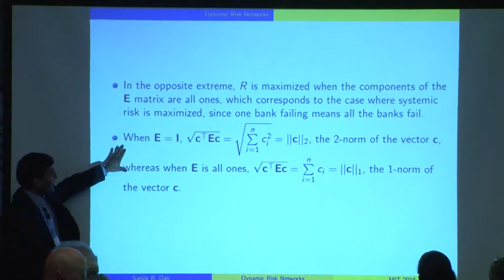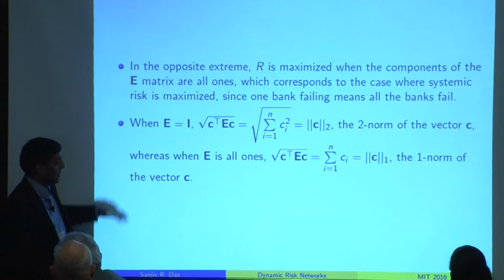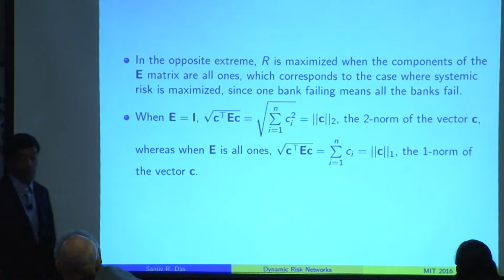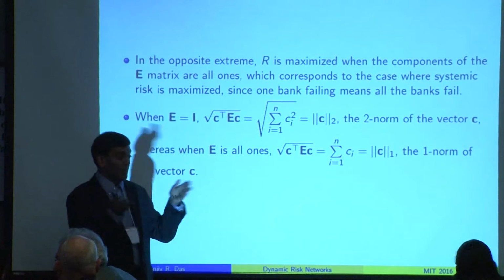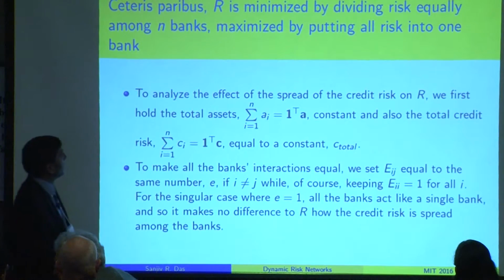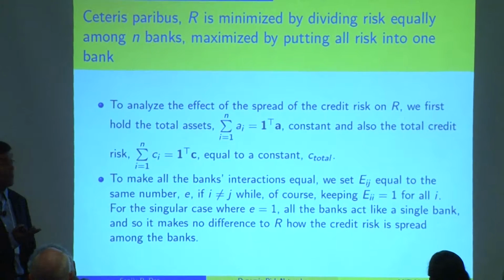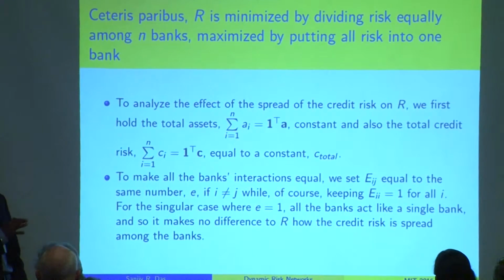And the nice thing is that you get two polar cases. One is where they're not connected at all. If they're not connected, the risk scales with the L1 norm. And if they're fully connected, it scales with the L2 norm. And so the total risk is somewhere between the value of the L1 and L2 norm. So it's bounded above and below as well. And finally, R is minimized by dividing the risk equally amongst the n banks, rather than putting all risk into one bank. Okay, so that's another thing you can prove.